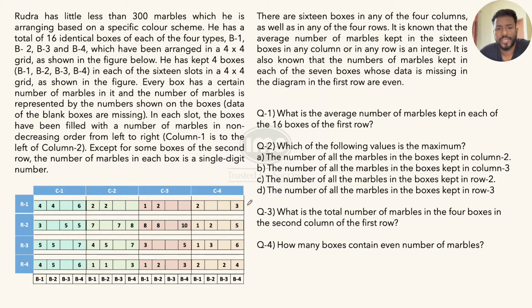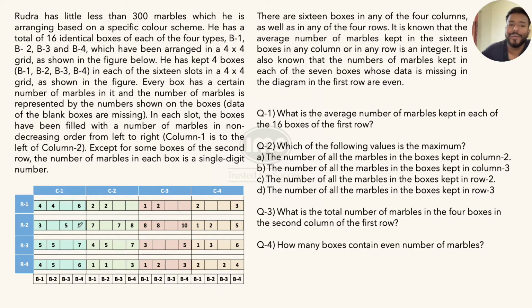We already noticed the 16 in one row, 16 in any of the columns also. It is known that the average number of marbles kept in the 16 boxes in any column or in any row is an integral value. This is very important: the average of all these boxes, 16, 16, 16, 16, has to be an integer. Right? Now, what conclusion do we get from this?